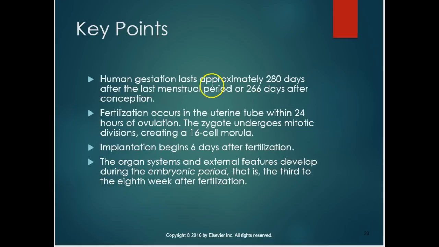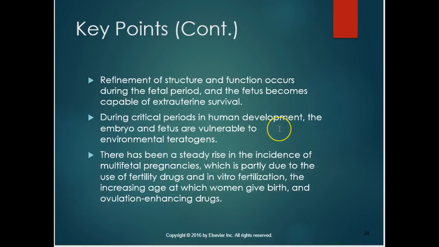So just the key points: the human gestation is 280 days. We talked about fertilization occurring within 24 hours. Implantation is at 6 days, and then the organs continue to develop. We just really want them to stay away from teratogens the first 8 weeks. It's super important. And then we have a lot of fertility drugs that we're looking at.